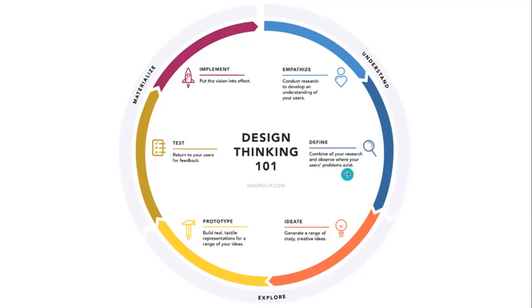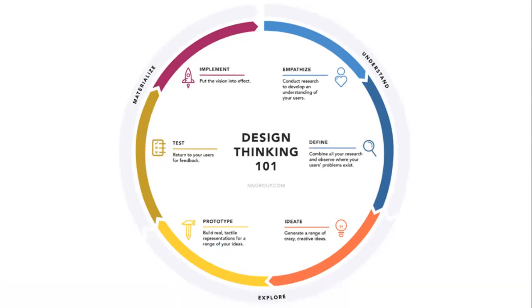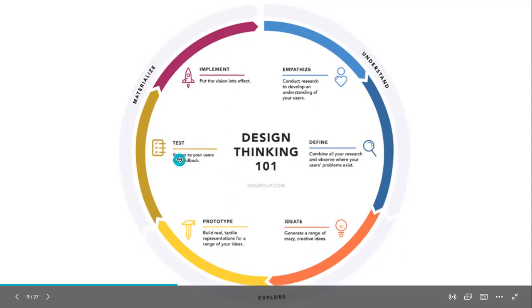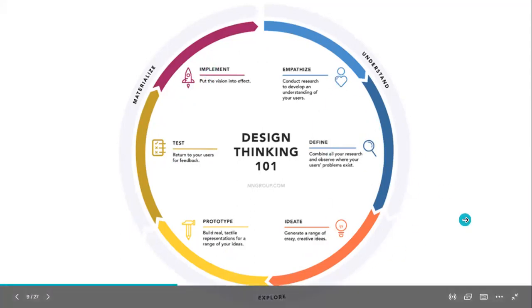Then you're going to ideate, generate a range of crazy creative ideas. How am I going to bring about a solution to this issue? Then build real tactile representations for a range of ideas. Bring something like a prototype, just make something like a robot or like the earlier devices I mentioned. Then test it on the consumers. Give it to them and tell them, how does it work? How do you feel? Is it good? Is it bad? And then after hearing their feedback, implement it, put the vision into effect, make it large. So this is the design thinking process.